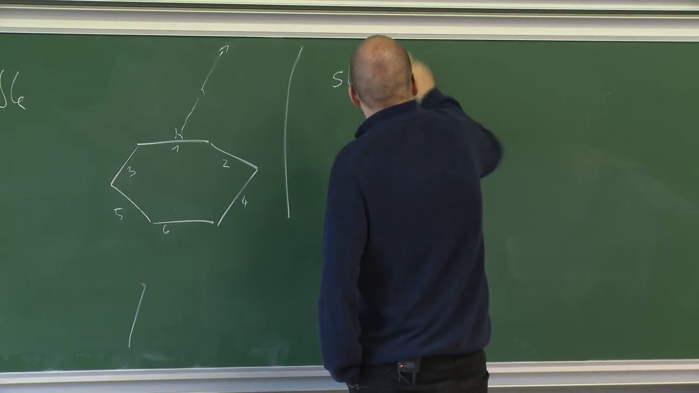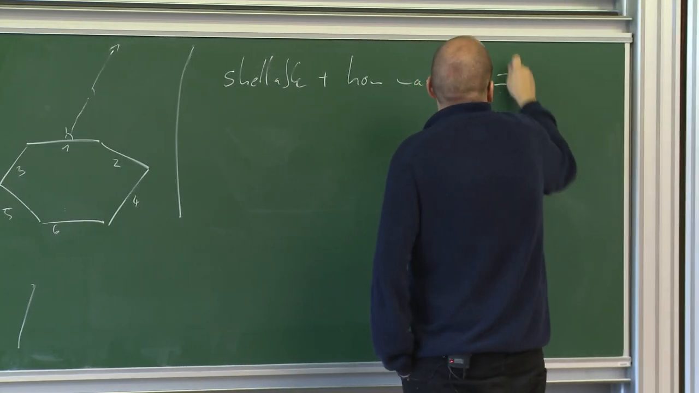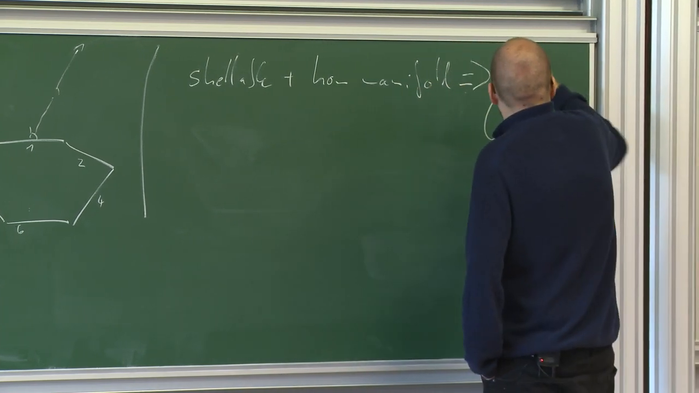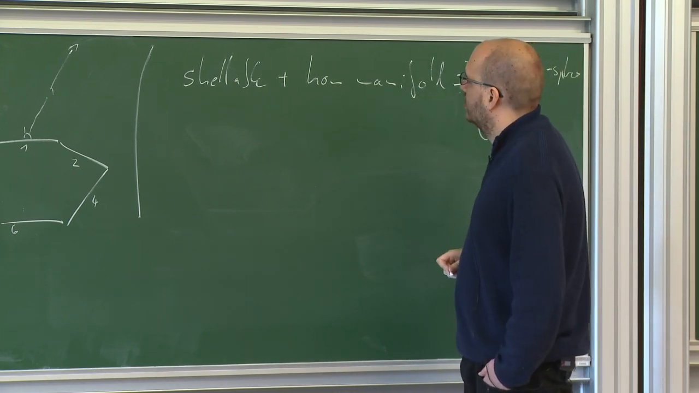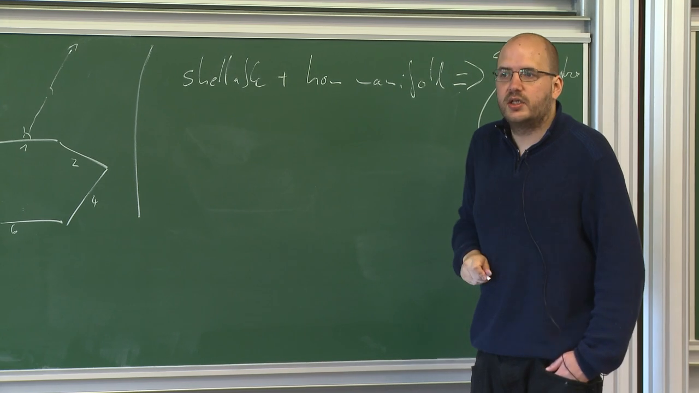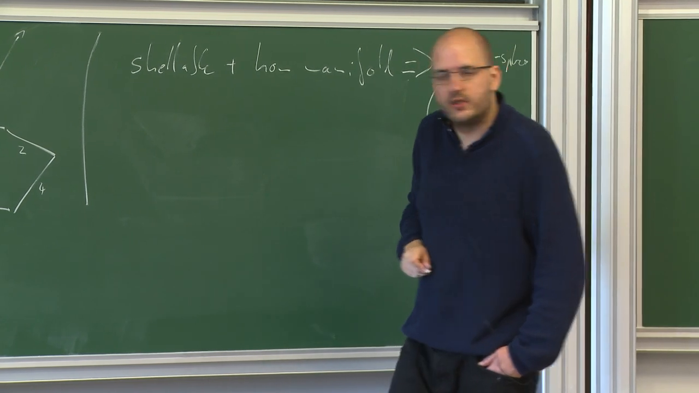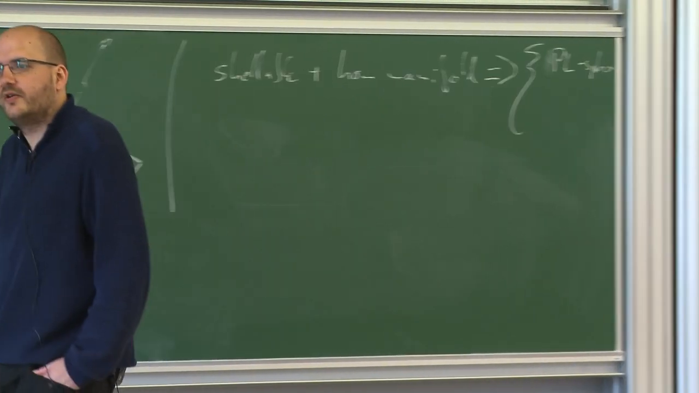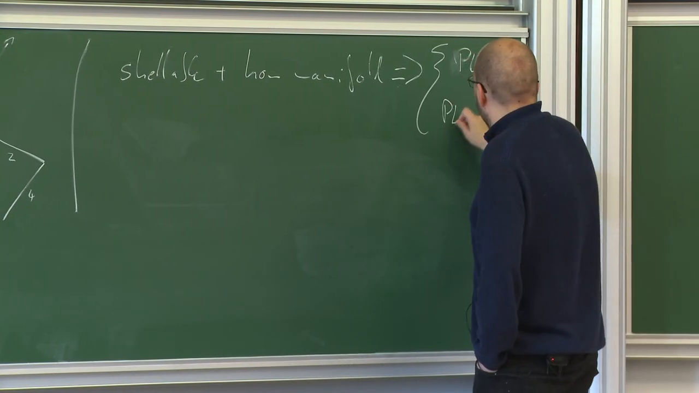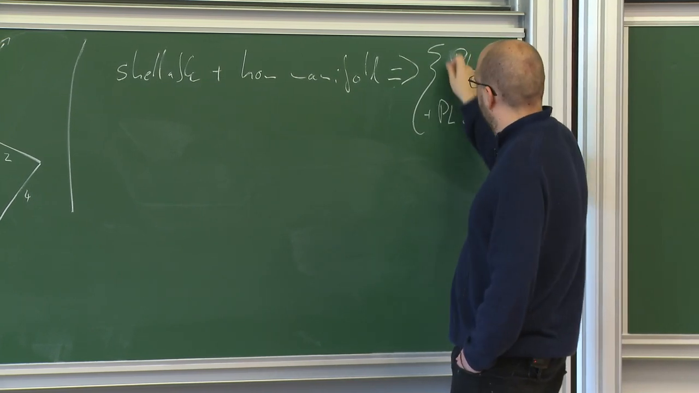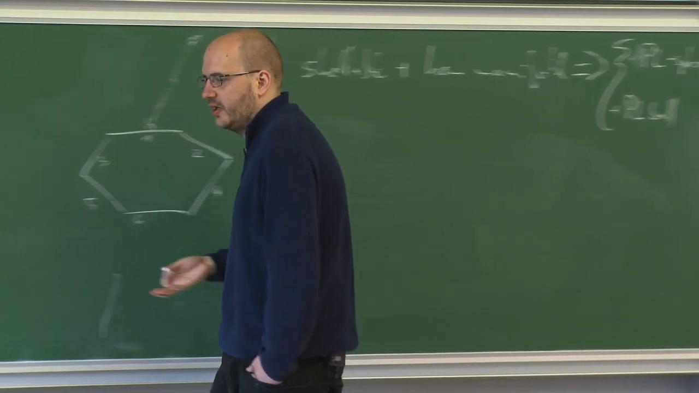Shellable plus homology manifold implies that you are a PL sphere. Homology manifold depends on the field. PL sphere doesn't matter: PL equivalent to the usual sphere, yes. So it doesn't matter what field you start with. It will become a homology manifold automatically. And so it's either a PL sphere or a PL ball. You don't get any other objects. So if it's closed, it's a sphere. Otherwise, it's a ball.